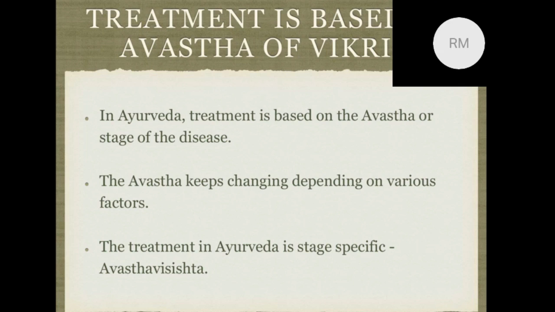The stage of the disease keeps varying. So the treatment in Ayurveda is specific to each stage of the disease. So if 2 people have the same illness, then they would be treated specifically for the evolution of the present stage. So we will look at these elements.